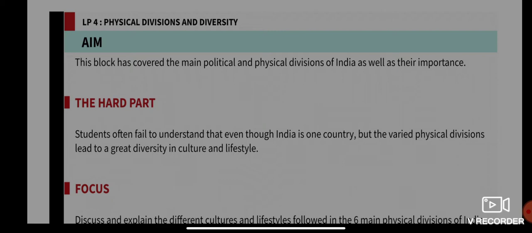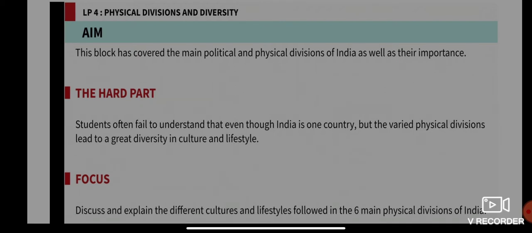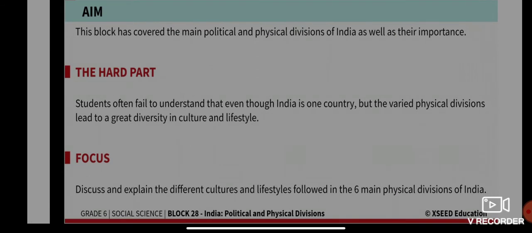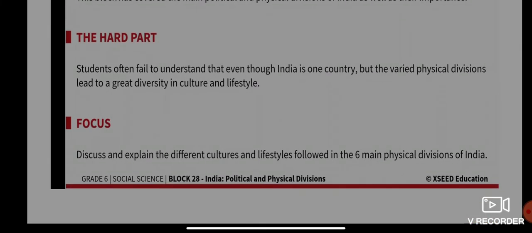Now, this block has already covered the main political and physical divisions of India as well as their importance, like how the Himalayan mountains, the Deccan, and the Thar Desert are important for India. That we have learned. Okay, so you might find it difficult to understand that. Even though India is one country, there are varied physical divisions. It leads to great diversity in culture and lifestyle. Okay, so we'll learn about that.